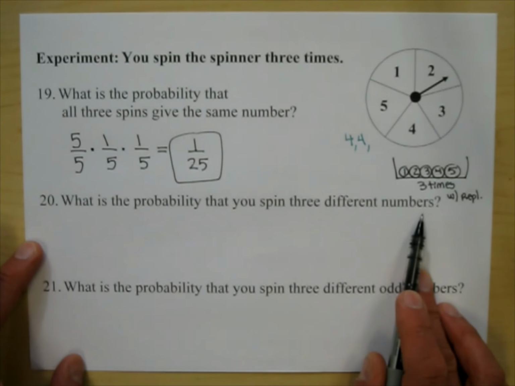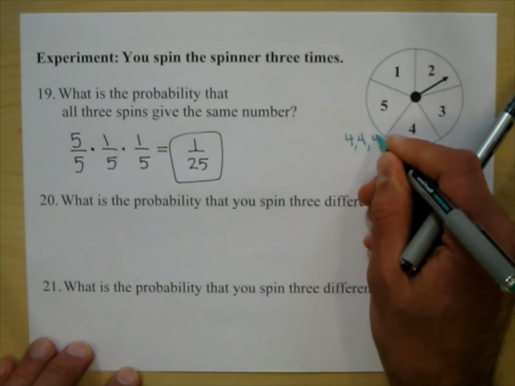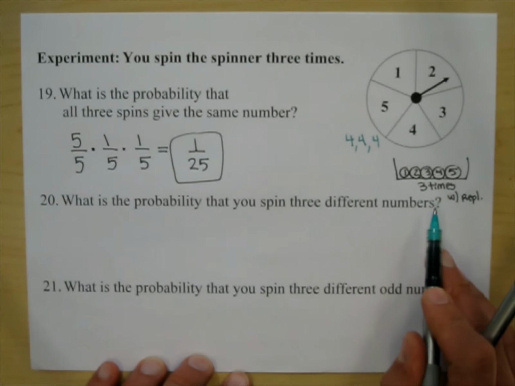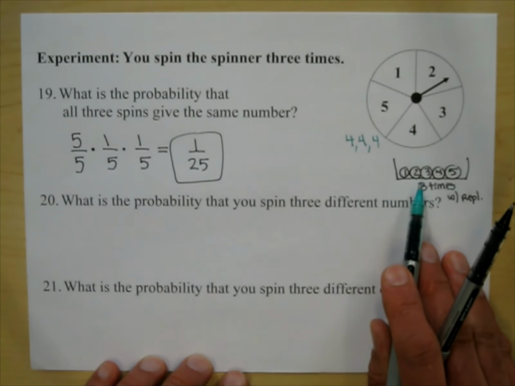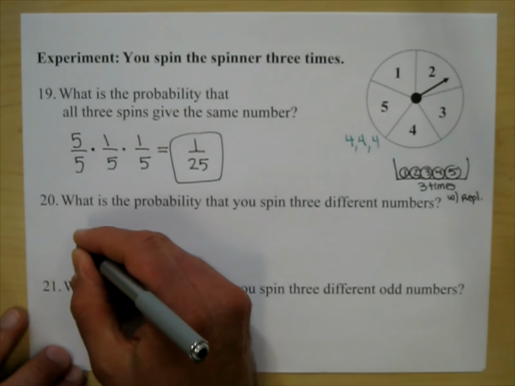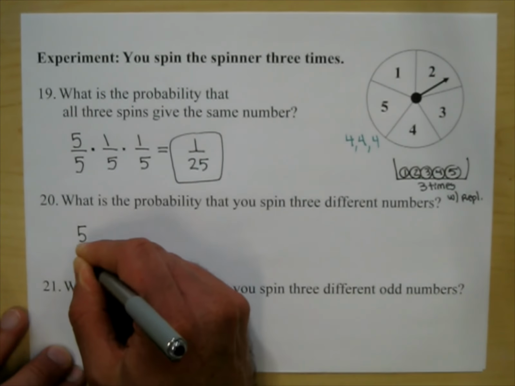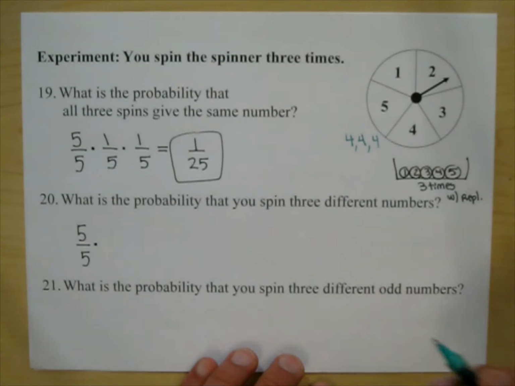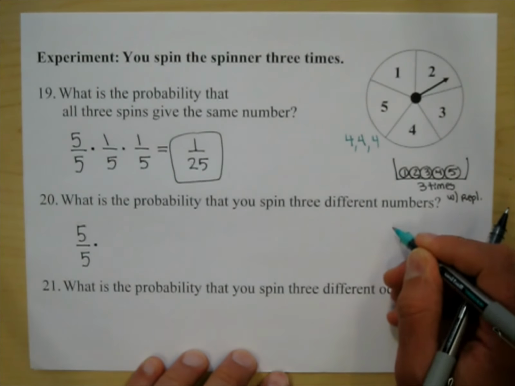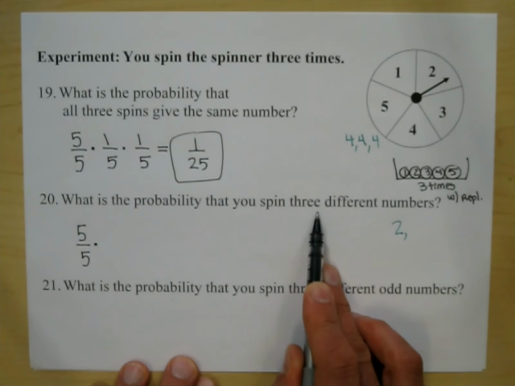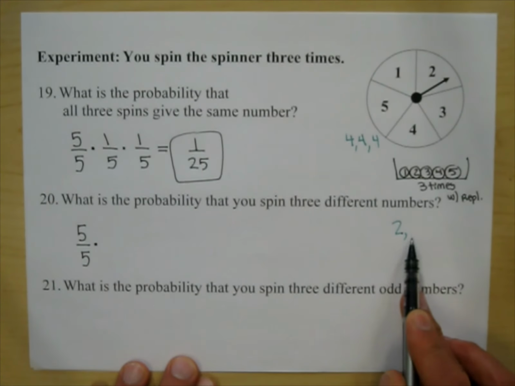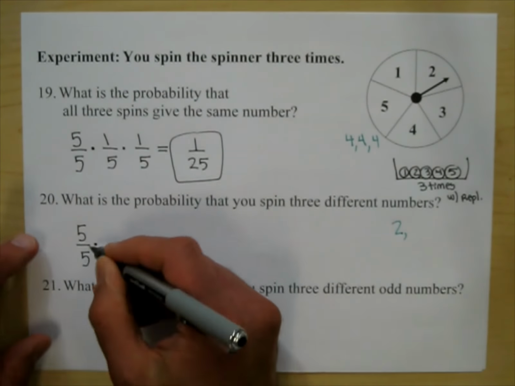Okay, well, when you spin 3 different numbers, let's think about this. The very first time you spin the spinner, it can be anything, just like in problem number 19. So the first probability is going to be 5 over 5. And let's say that first number that you spin is a 2. Well, you're trying to get 3 different numbers. So the second time it cannot be a 2, so the probability of not getting a 2 would then be 4 out of 5.